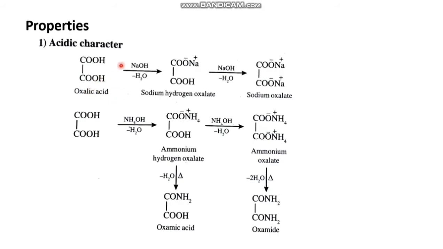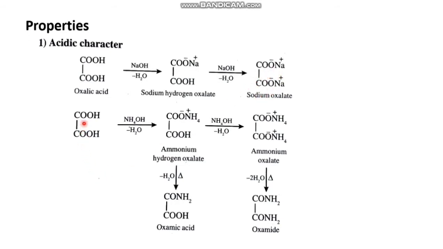When oxalic acid is treated with sodium hydroxide, first we get sodium hydrogen oxalate. That is, one of the carboxylic acid groups is reacted with NaOH. Then the other carboxylic acid group reacts with sodium hydroxide, and we get sodium oxalate.